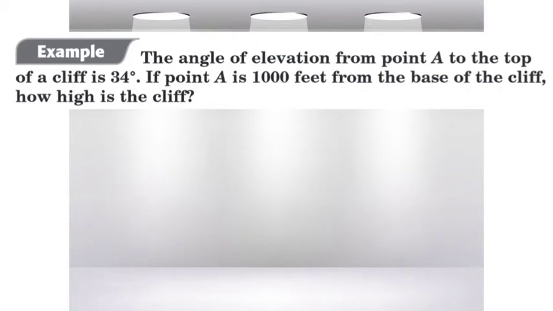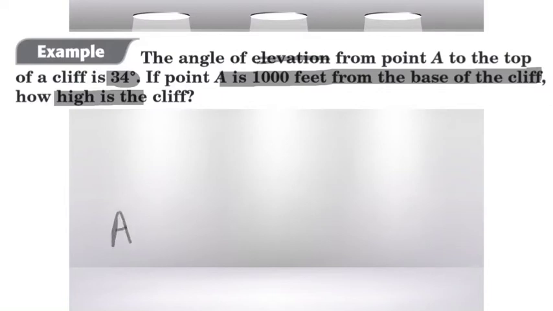So again, we have a few things to kind of highlight here. Elevation. Okay, we have an elevation problem. Want to make sure to have that part we're looking up. Okay, the elevation is going to be 34 degrees. Point A is 1,000 feet from the base of the cliff. We want to know how high is the cliff. Okay, I think we got a pretty good idea now of what's going on. So here's point A.